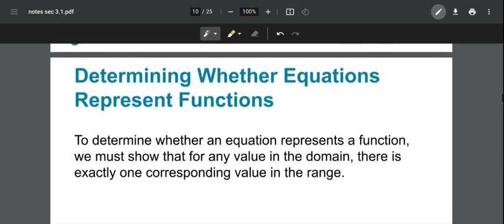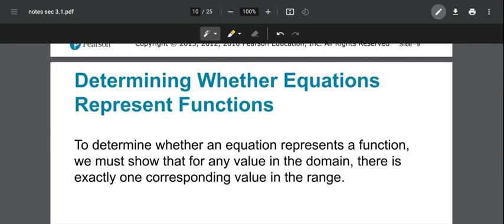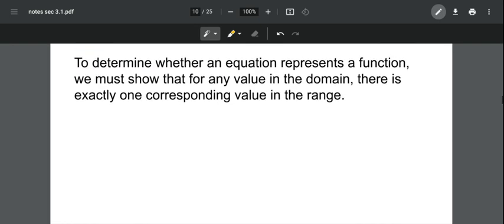So we're moving on. So here is just the summary. To determine whether an equation represents a function, we must show that for any value in the domain, there's exactly one corresponding value in the range. So for any x in the domain, there's exactly one corresponding y value in the range.